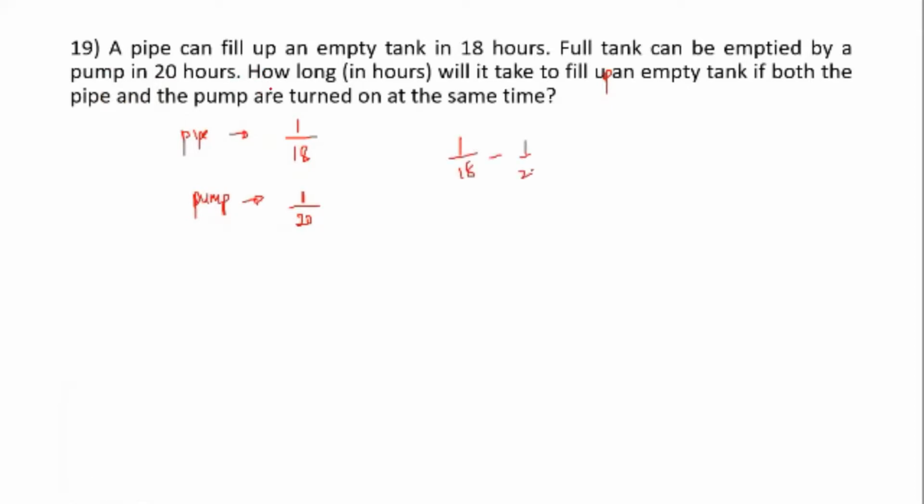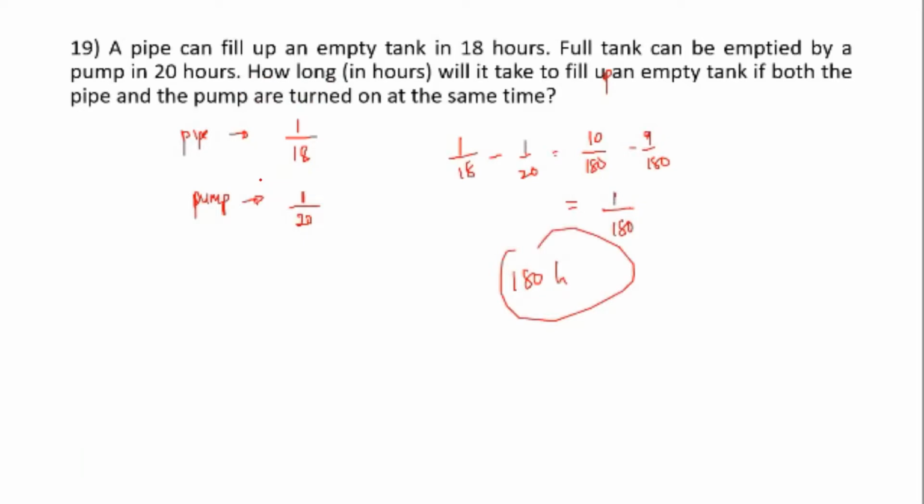1/18 minus 1/20. The lowest common denominator of 18 and 20 is 180. So this one times 10, this one times 9. So that means the difference is 1 out of 180. What it means is that to fill up the whole tank with the difference in the rate, it will take 180 hours.